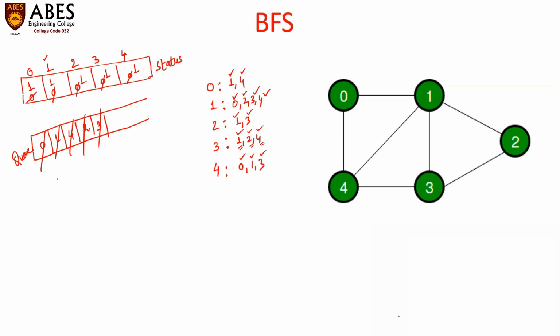It means that my process has ended here, and the order in which I have inserted the vertices in the queue, that is actually the BFS order. It means the BFS order is 0, 1, 4, 2, and 3. So this is the order in which the vertices have got visited.